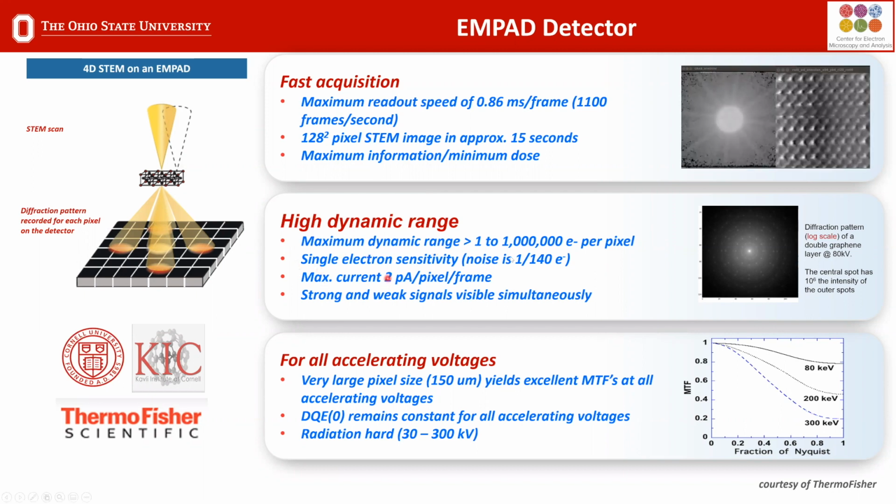What's really impressive is not only can it hold 1 million electrons, it can count 1 electron. So when you have very weak scattering objects, or in this case, we have graphene, you can still pick up diffracted reflections from such a weak scattering object as graphene on this detector, because there is more than 1 electron count localized onto a pixel.